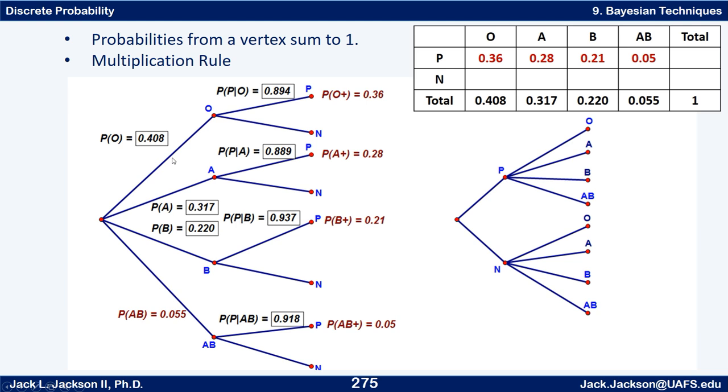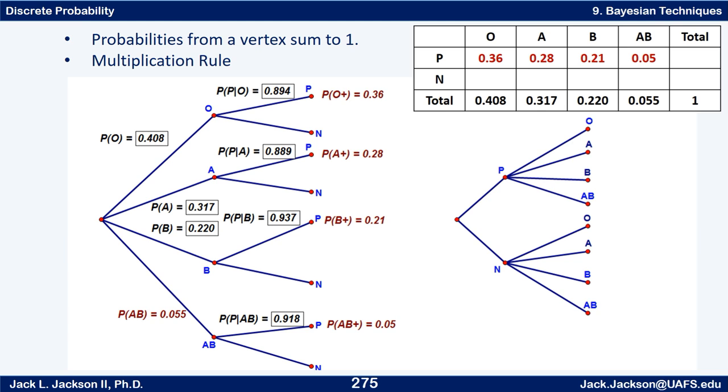Now we know that we can multiply the probabilities along the path here to come up with the probability at the end, which is the probability of the intersection. That's the probability that it's both O and positive, which we just call O positive. Similarly, we can find the probability of A positive, B positive, and AB positive, and those are the four things that are right here in the table, these joint probabilities in this particular table.